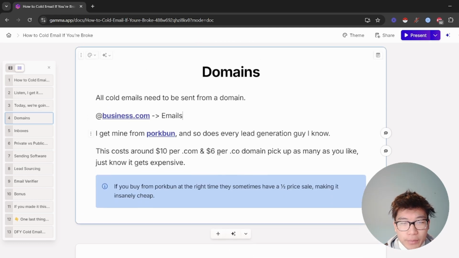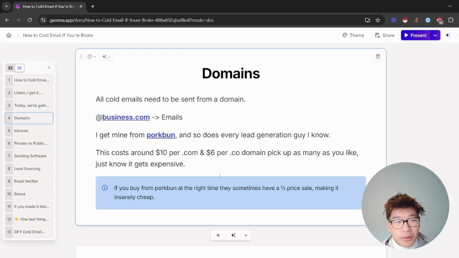So I get mine from Porkbun, and so does every lead generation guy I know. The reason being is for some higher level stuff, which I'll go into further on. I'll give a quick overview. When you buy domains from a registrar, those domains actually have IPs attached to them. And when the IP is, let's say, screwed, and there are lots of different people buying from the registrar as well, you don't really want to be using those. So Porkbun has everything set up correctly. Just use them. You're not going to lose anything from doing this.